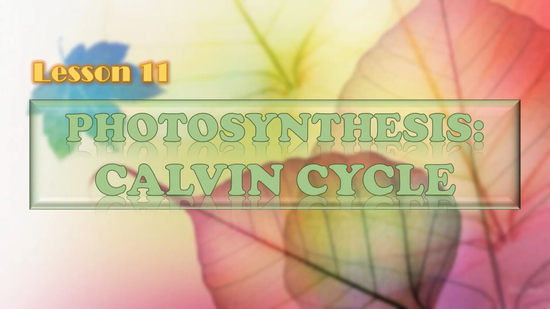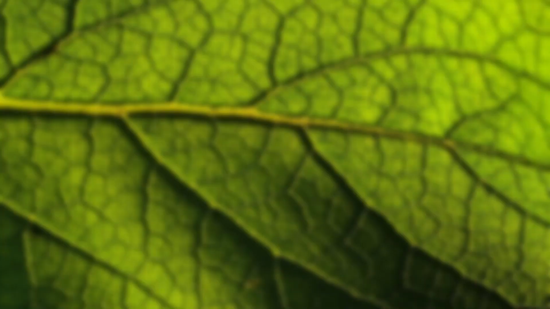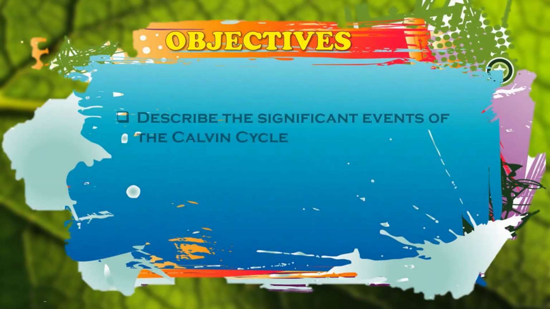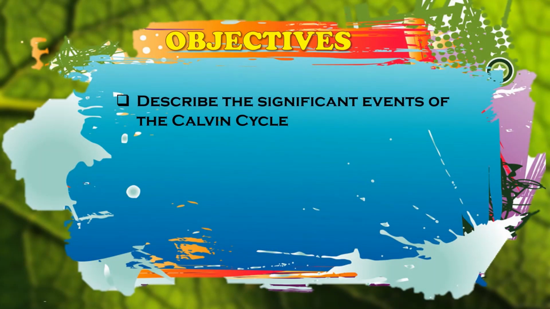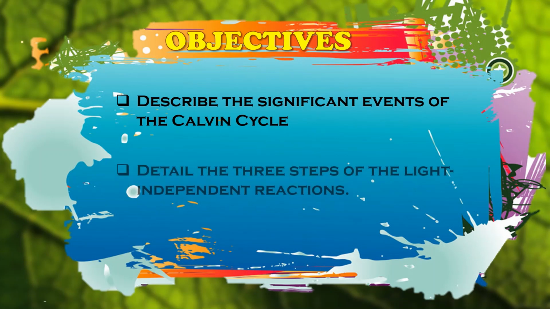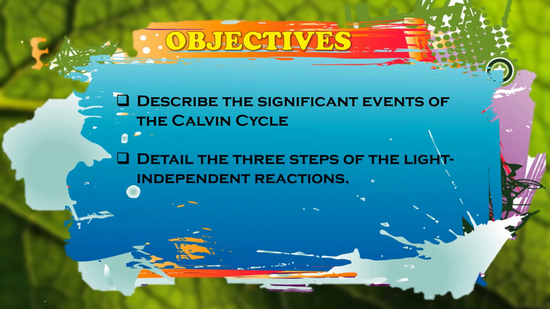Everyone, today we are going to discuss Lesson 11, the light-independent reaction of photosynthesis, also known as the Calvin cycle. So, for our objectives today, first we have to describe the significant events of the Calvin cycle, detail the three steps of the light-independent reactions, and define carbon fixation.